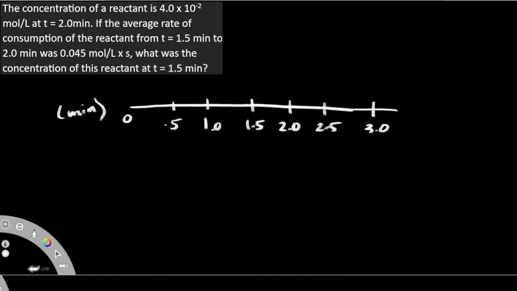We have this 2-minute marker right over here. It's going to be our 4 times 10 to the negative 2 moles per liter of concentration. Next, the average rate of consumption of the reactant from 1.5 minutes, this one over here, to this 2-minute mark was 0.45, so this is going to be 0.045 moles per liter per second. So this here is the rate, whereas this one here is the concentration. What was the concentration of this reactant at 1.5 minutes? This here is our question.